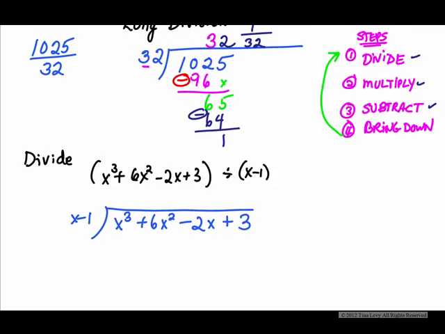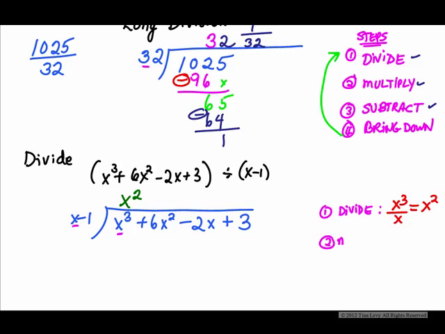We're going to follow the steps that I had done for the numbers. First step is we are going to divide. So to divide, we're going to divide the first term in the dividend by the first term of the divisor. We are doing x cubed divided by x. Well, the x cancels and it just gives you an x squared. So right here we put x squared.